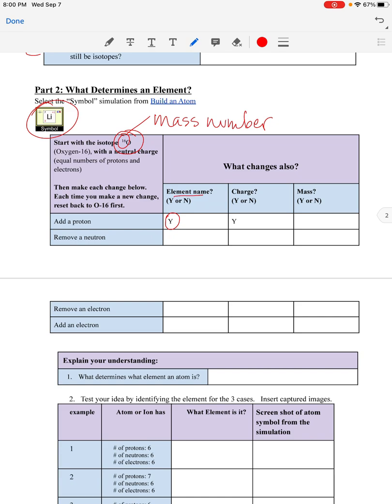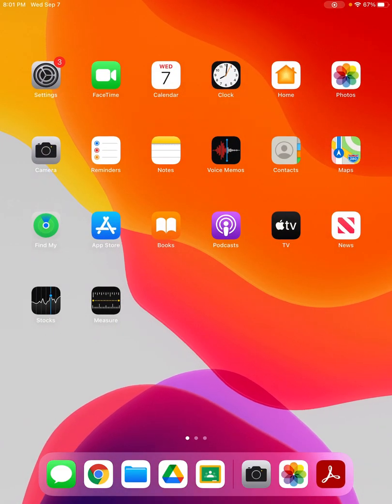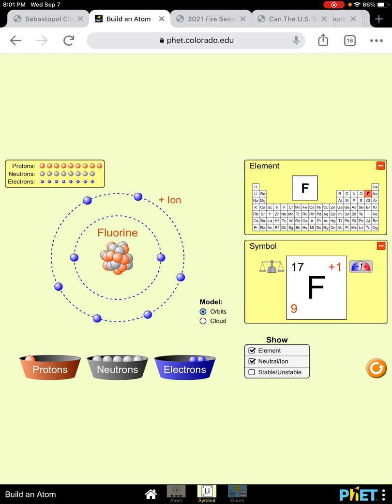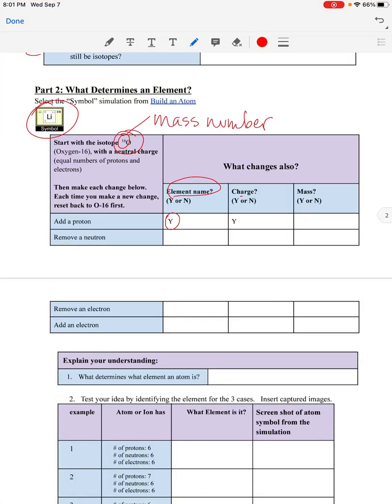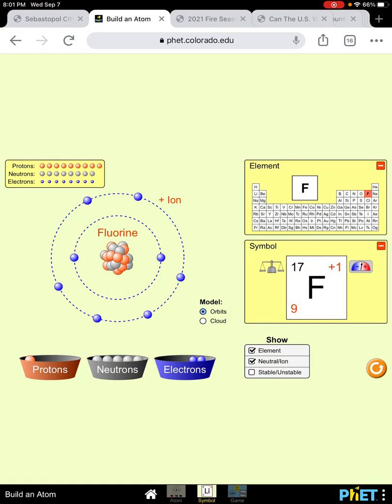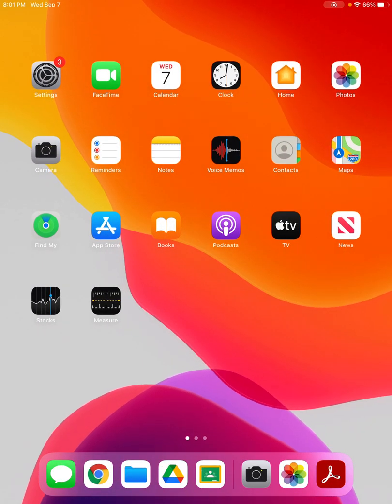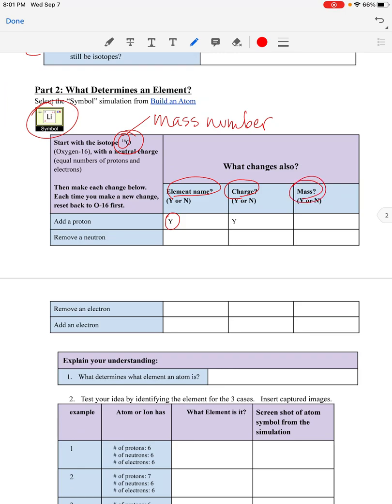We're going to add a proton. And we're going to see, does the element name change if I added a proton? Let's find out. So if I add a proton, yes, the element changes. It's now fluorine. Okay, so that's a yes on that one. How about, does the charge change when I added a proton? Well, let's look. The charge was neutral, and I added a proton, and yes, it became positive. It became +1, so the charge also changed. And you have another question to ask about that. Did the mass change? So you have to think, go back and look. Did the atomic mass change?